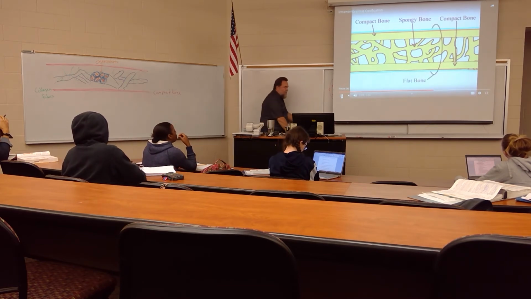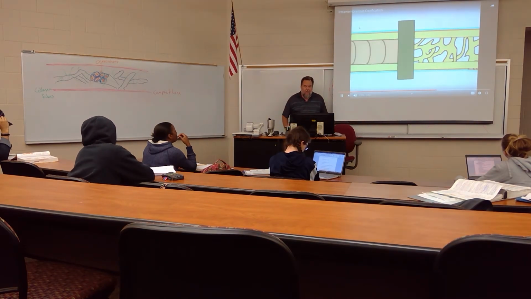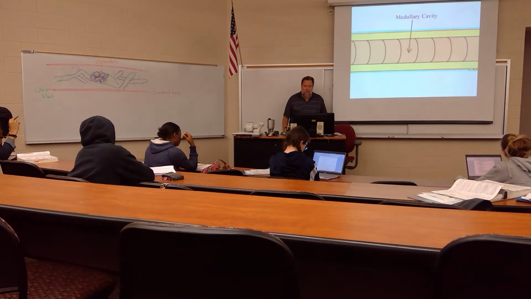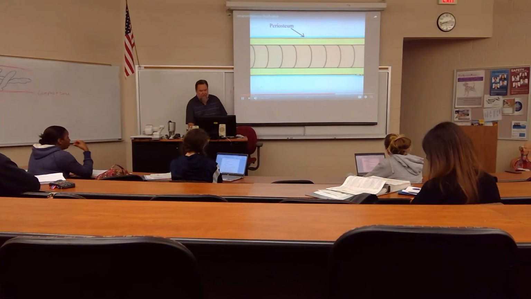as flat bones. Through a different process of bone remodeling, the middle layer of spongy bone can be removed, creating a medullary cavity. The final structure of completed bones is the outermost layer of connective tissue, known as the periosteum.